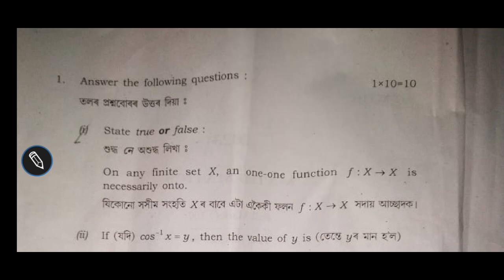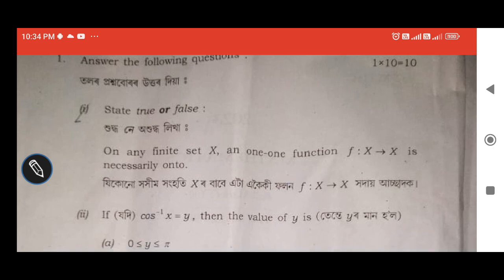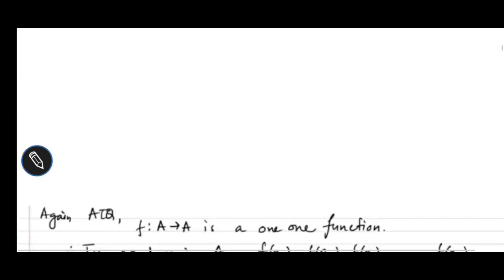You can see here, question number one: state true or false. On any finite set X, a one-one function f from X to X is necessarily onto. So is it true or false? It is true. Obviously, I will show you the analysis here.